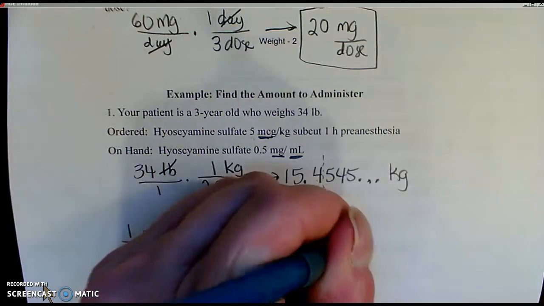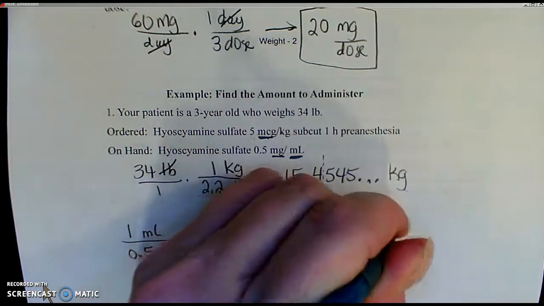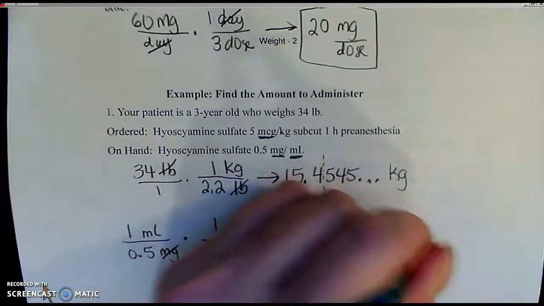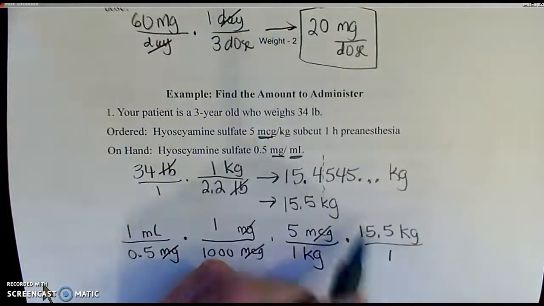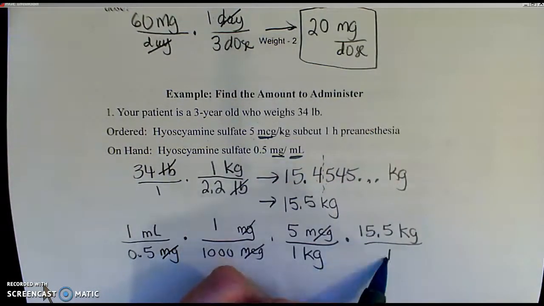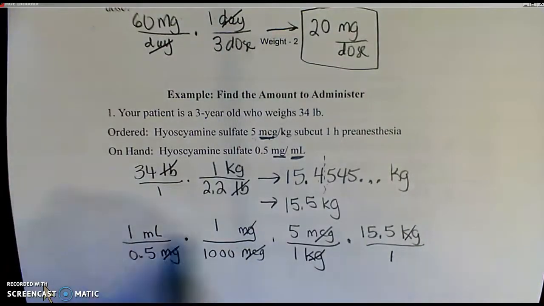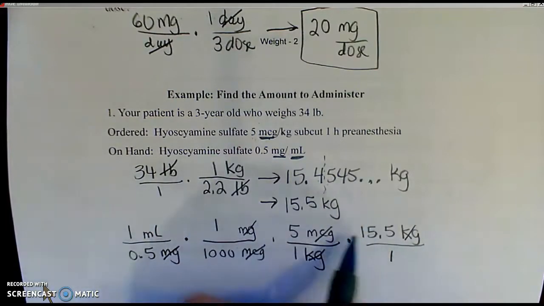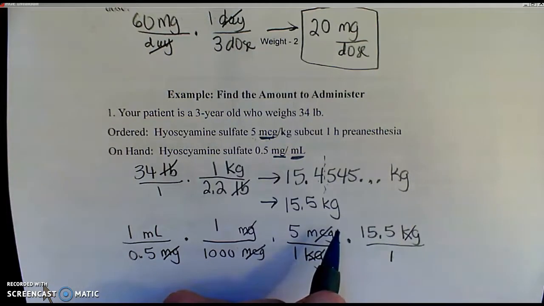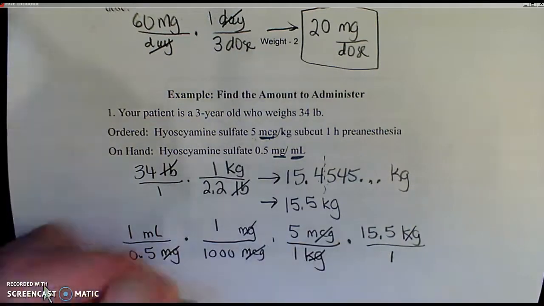Now we're going to go ahead and multiply by the patient's weight, 15.5 kilograms. And that's not a ratio, that's just a weight, so it's just over 1. And that cancels our kilograms, and now the units have driven us towards what we need to do. So we're going to multiply the numbers in the top. 5 times 15.5 is 77.5.